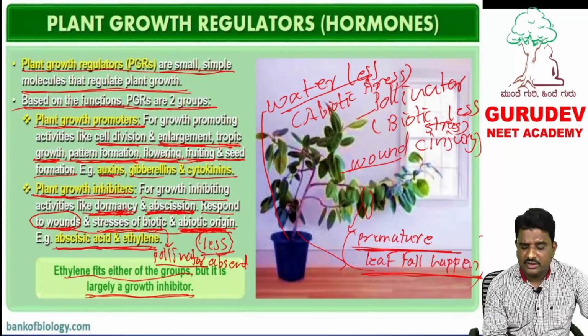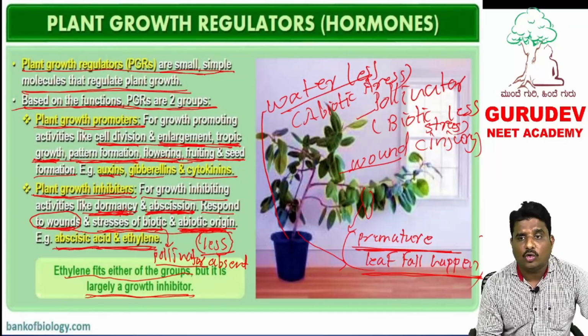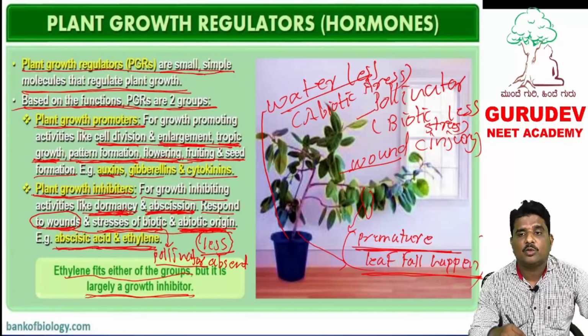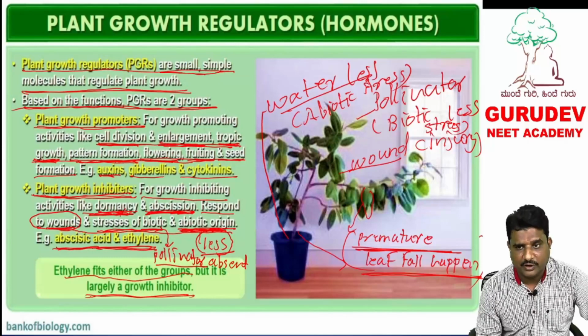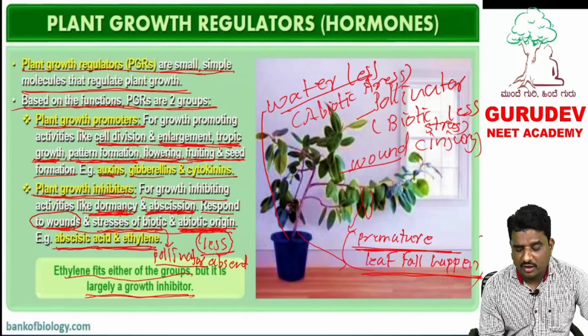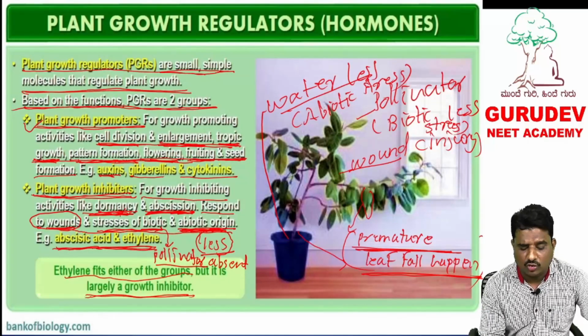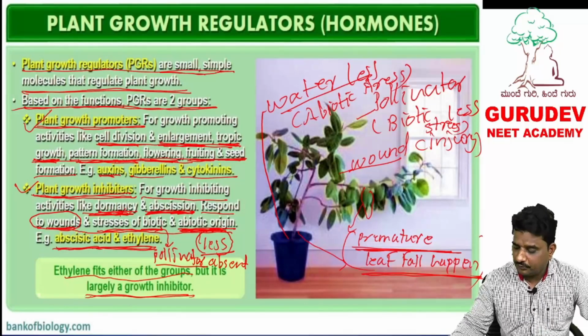And for cell division, cell enlargement, tropic movement in the plant, what is tropic growth? Hydrotropic growth, root growing towards the water. Stem growing towards the light, that is phototropic growth. Those are called tropic growth. Pattern of leaf formation, flowering, fruiting, and seed formation: at that time plant growth promoters are produced, and for seed dormancy and abscission, plant growth inhibitors are produced. Okay.